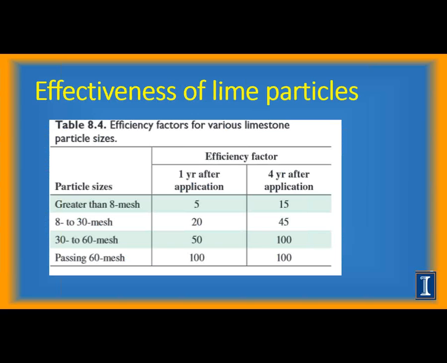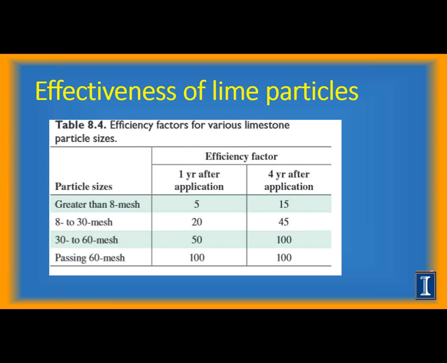So this is out of the Illinois Agronomy Handbook, and this is the efficiency factor for various limestone particles. If you're looking at a year after application, if the limestone hangs up on an 8 mesh, which means 8 little wires per inch, then it's only about 5% effective. If it goes through the 8 but hangs up on a 30, it's 20% effective. Goes through a 30, hangs up on a 60, it's 50, and then anything that goes through that fine mesh is thought to be 100% effective.